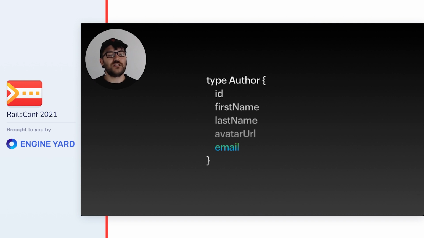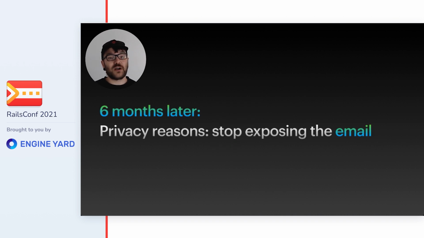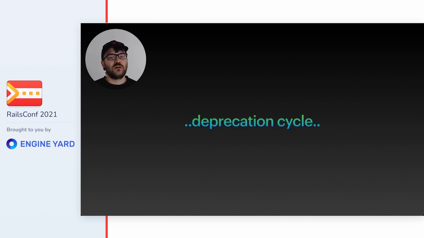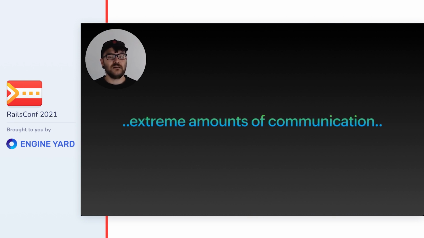But what happens if we need to actually remove that field in the future? Let's say for privacy reasons like GDPR or California privacy laws, we need to stop exposing that email field because it's just not data that we're using or that our apps are using. Now, we gotta go through a deprecation cycle. We need to mark that field as deprecated if our API schema descriptors allow for that. Or if we have a versioned API, we might need to release a new API version actually. And then we got to go through extreme amounts of communication.